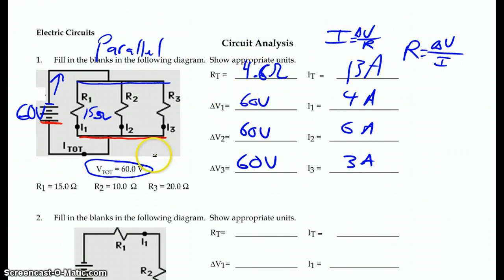Okay, now it had to be smaller than 10, and it is, so that's a good sign. If we add up 4, 6, and 3, we have to get 13. Well, that's how we figured out the 13, so we know that's correct. And then again, it's parallel, so they all have exactly the same potential difference.